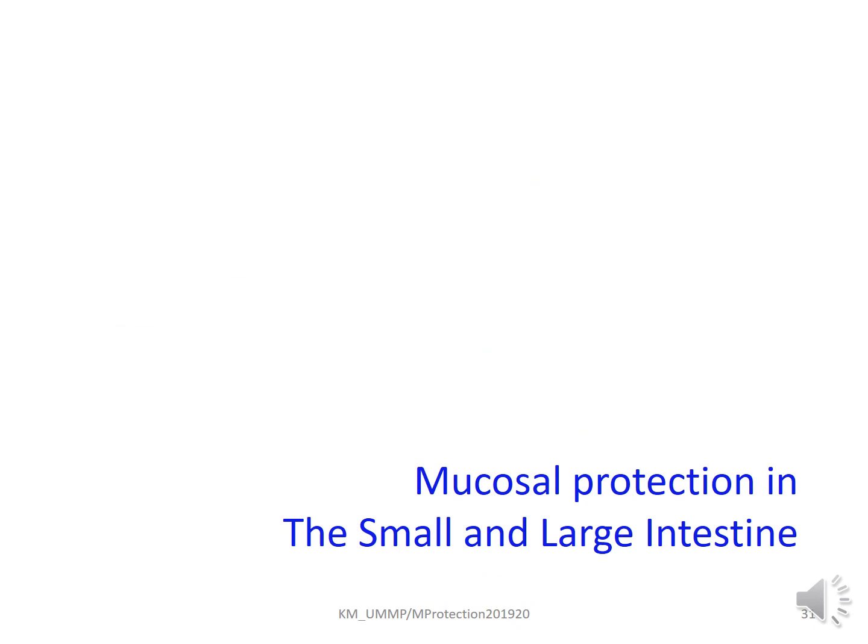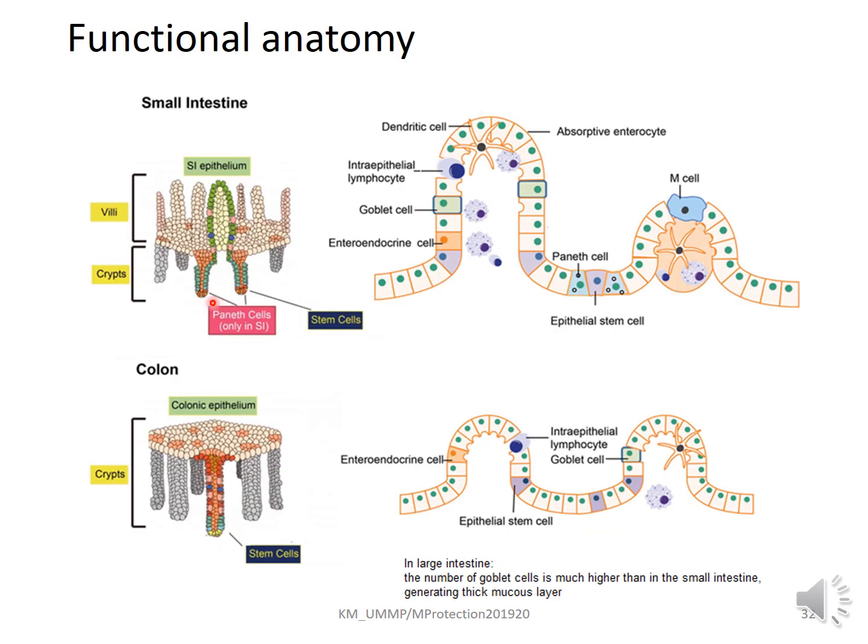Look at the mucosal protection in the small and large intestine. This is the small intestinal mucosa. So the mucosa is folded, and then we call this structure villi. Here is the colonic mucosa. So both small intestine and large intestine have glands, and then stem cells are present in the bottom of the glands for cell renewal.